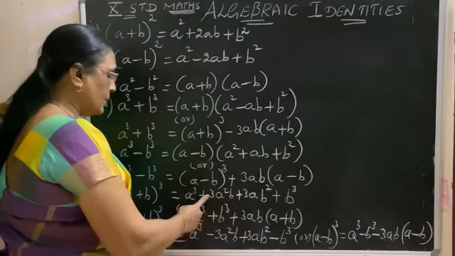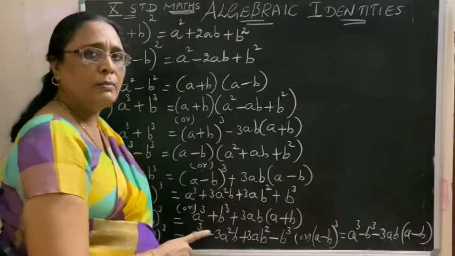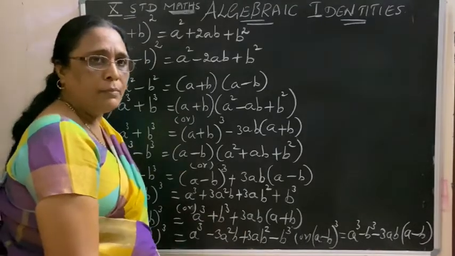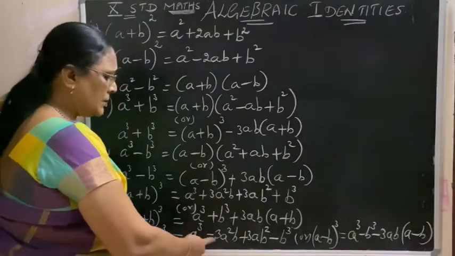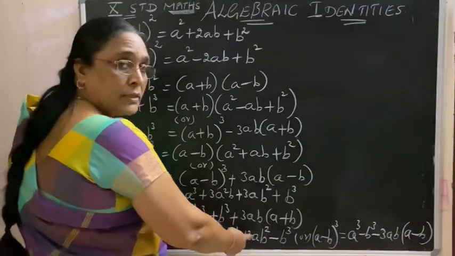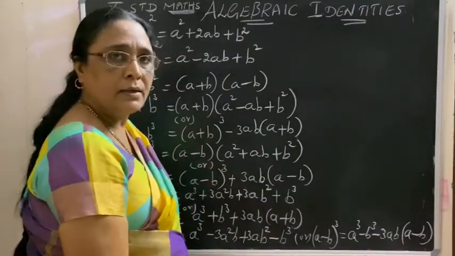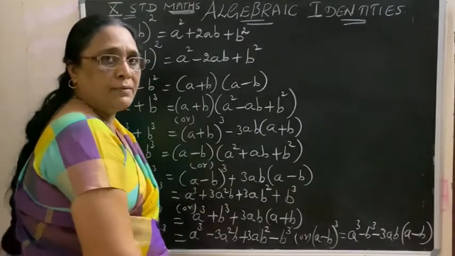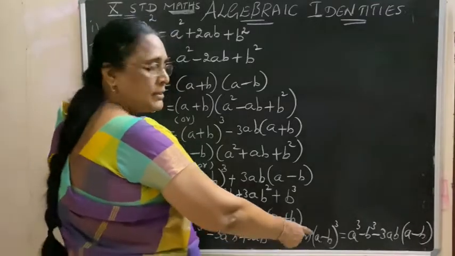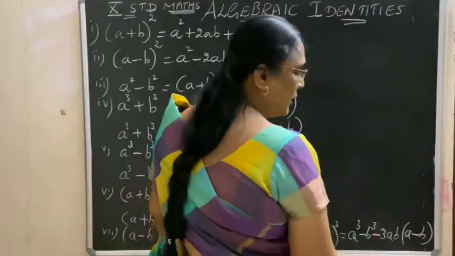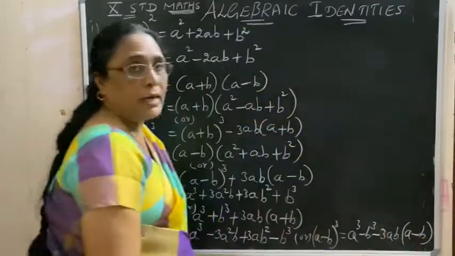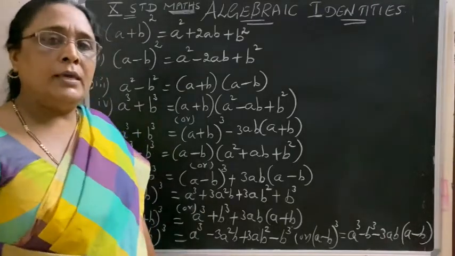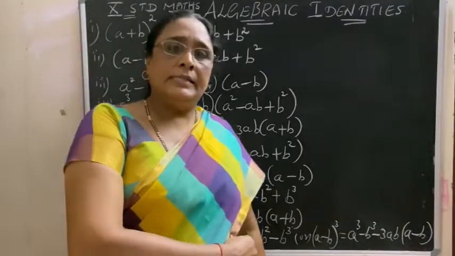How can we identify the plus formula and the minus formula? If you know the plus formula, you can write the minus formula very easily, because the alternate terms are in minus. The first term is plus, the second term is minus, the third term is plus, and the last term is minus. Otherwise we can write (a minus b) whole cube equal to a cube minus b cube minus 3ab into (a minus b). These are all the algebraic identities which we are using here to find the LCM.